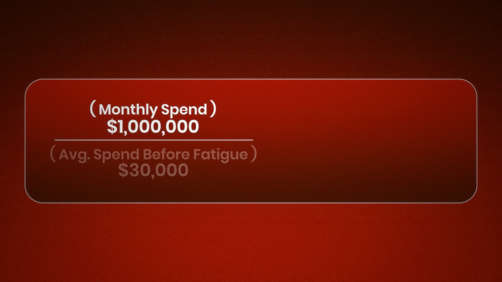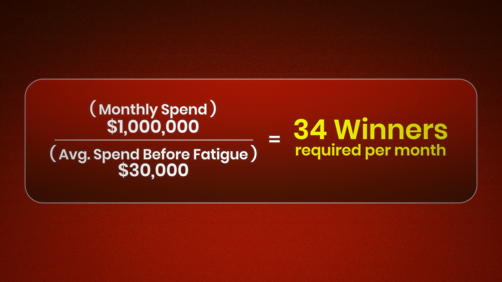Now, let me show you what that looks like with real numbers. Say you're trying to profitably spend $1 million a month. If your average winning ad sustains $30,000 in spend before it fatigues, that's $1 million divided by $30,000. You need 34 winners that month. Now, split by creative mix. Most of our clients run 80% of spend on video concepts and about 20% on static. That's 28 video winners and 7 static winners.